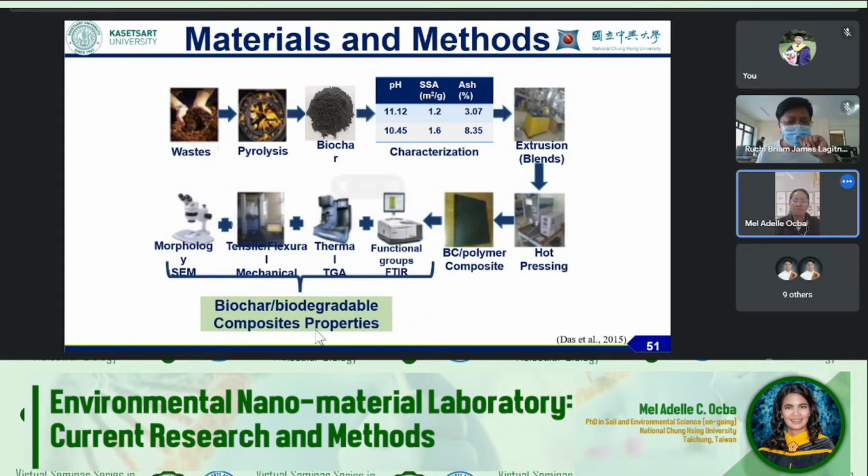Okay, so I will go back to how the biodegradable mulch was made. We do the extrusion blends. We blend all the materials, and to make the films, we use hot pressing with this instrument to make the biodegradable mulch film. This is the biochar polymer composite, the product after the hot pressing.